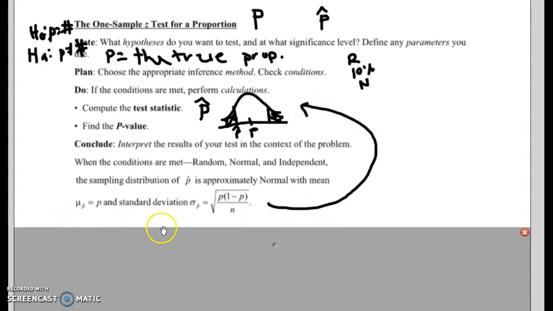Before I move on to the example, I mentioned for the past couple of weeks that confidence intervals and what we're doing now with these stat tests are all based on these sampling distributions. So mu p hat, sigma p hat, that's not new to us. That's the sampling distribution for proportions.